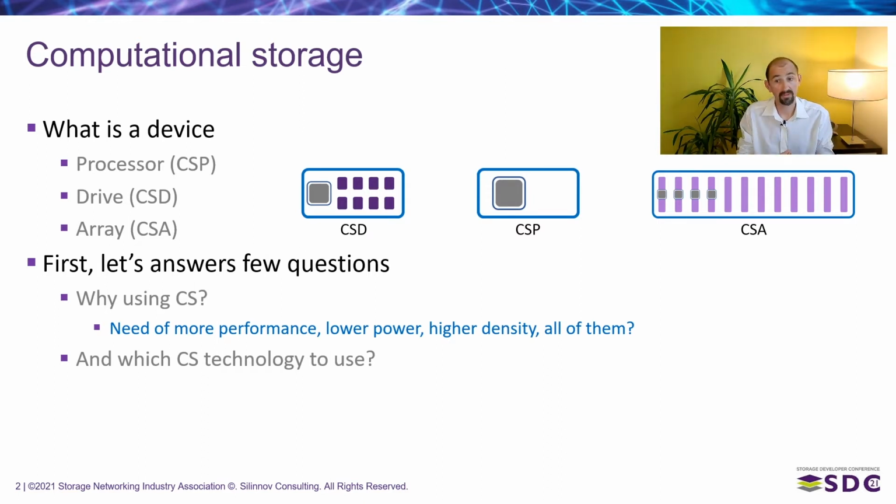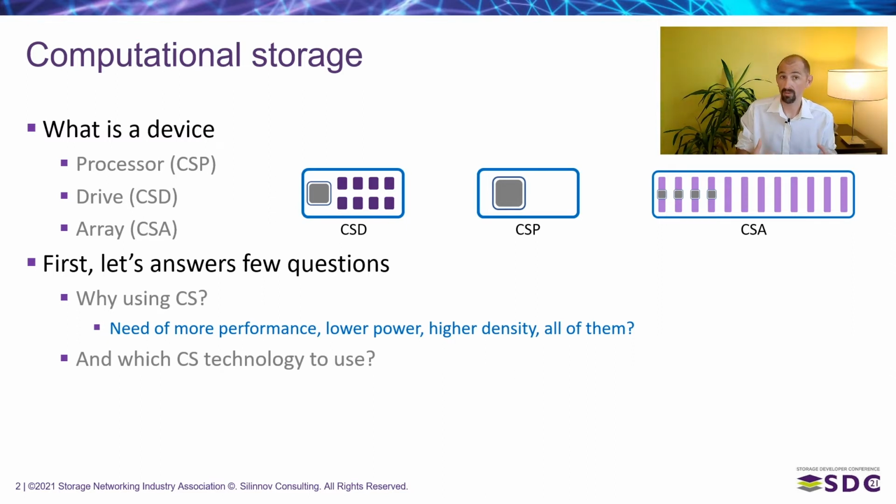The second one, the drive, or CSD, is where you have both computing and storage on the same board, where the computing part will be done in a specific SSD controller or with a specific coprocessor. And the last one, the array, or CSA. This is at the system level, where you integrate a processor, a CSP, and or the drive, a CSD, and standard SSDs.